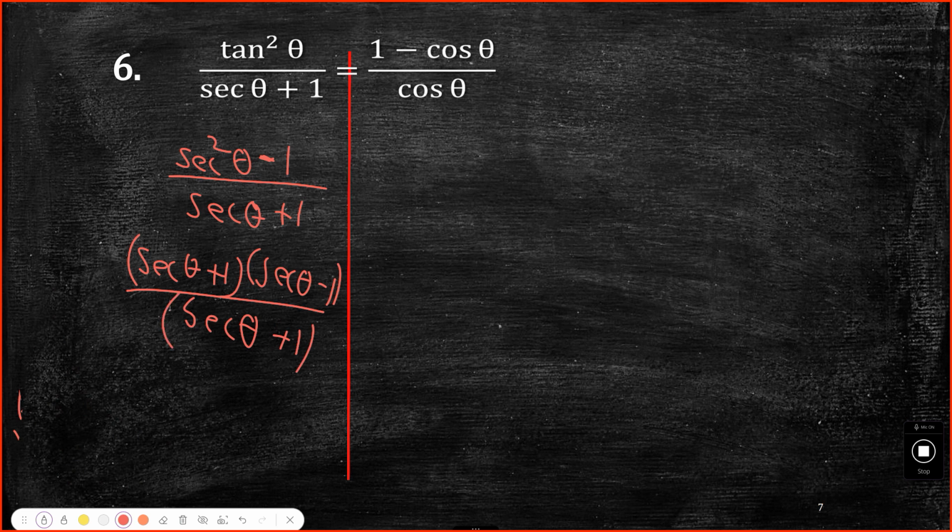Put parentheses around if you want. What can we do now? Cancel out. So I got secant theta minus 1. How is this not that?